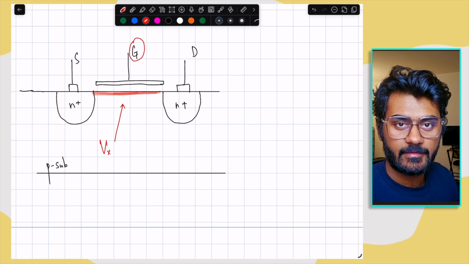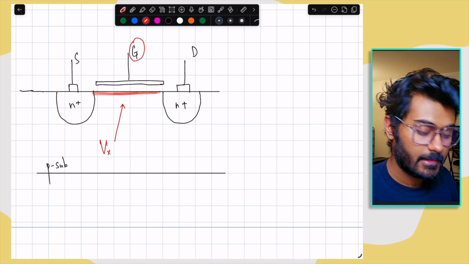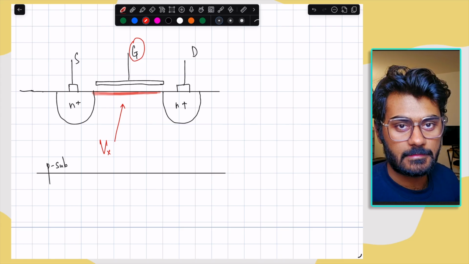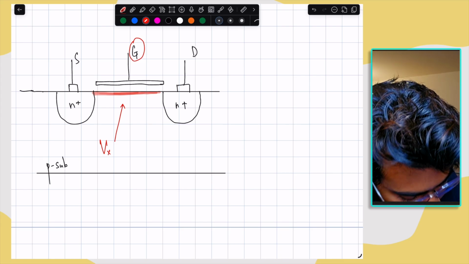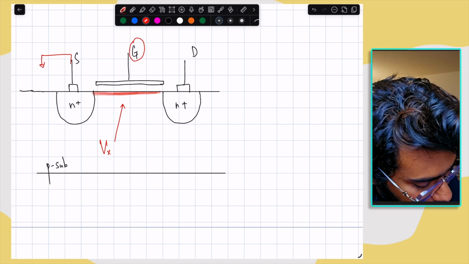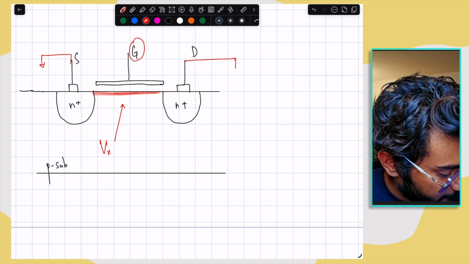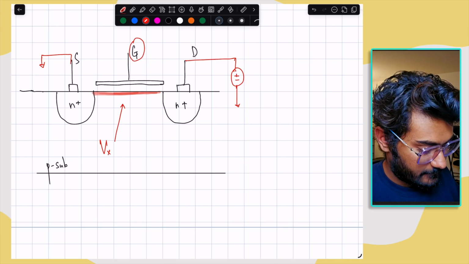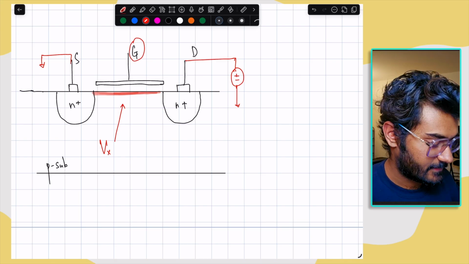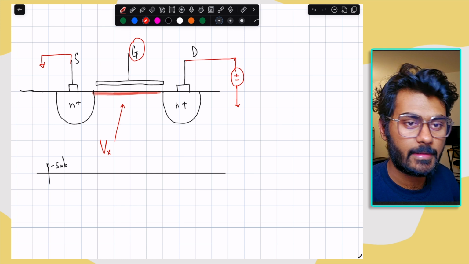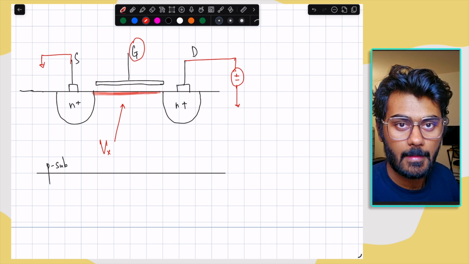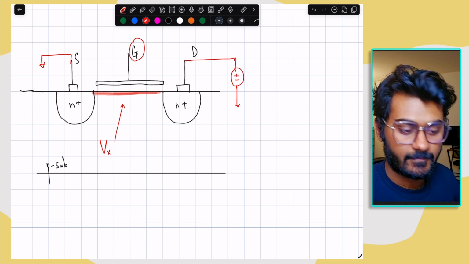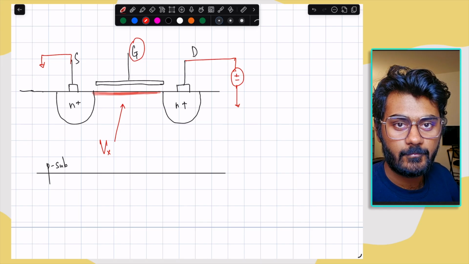When we apply a drain source voltage across this MOS transistor, it turns out that Vx is not constant anymore. What I mean is, let's say I ground the source and I apply a voltage source at the drain terminal. In this condition, the voltage Vx, that is the voltage of the bottom plate of the capacitor, is no more a constant as it was before. So we have to understand how this Vx changes as we move from source to drain region.